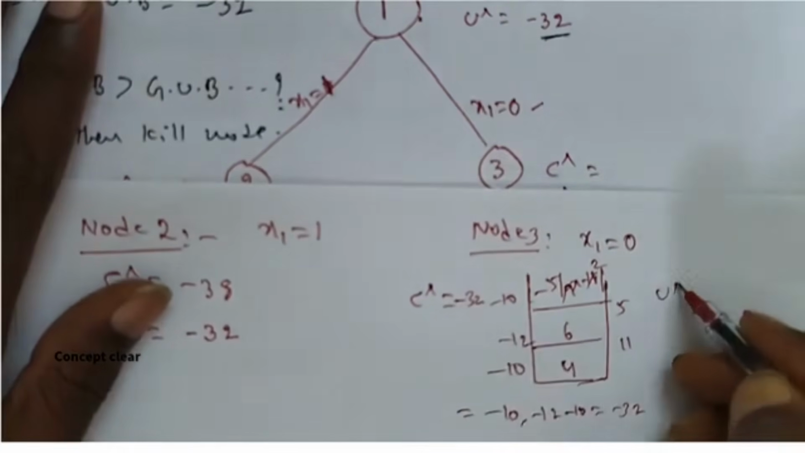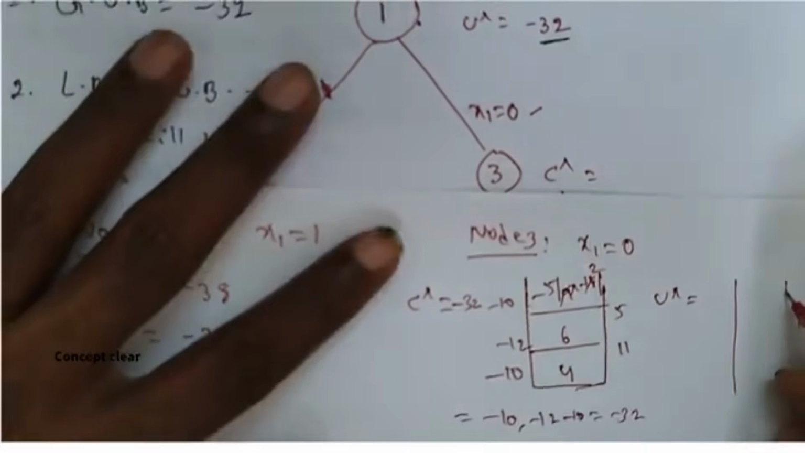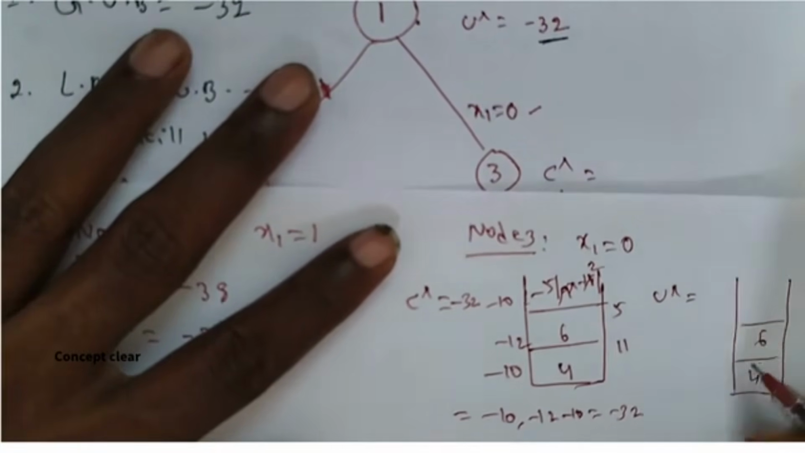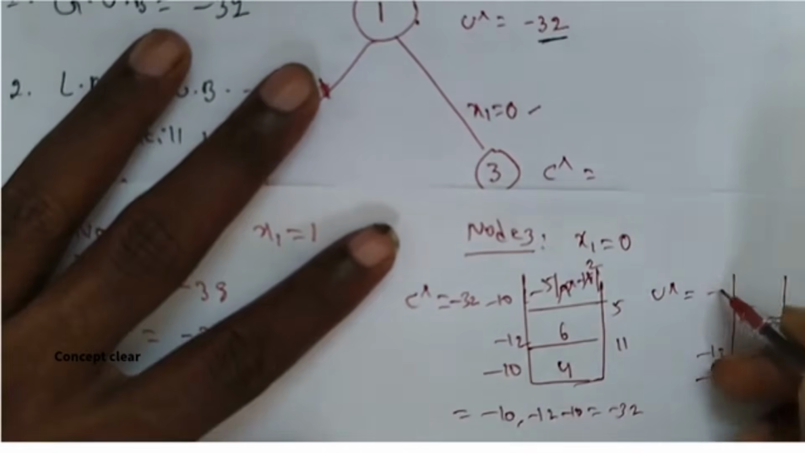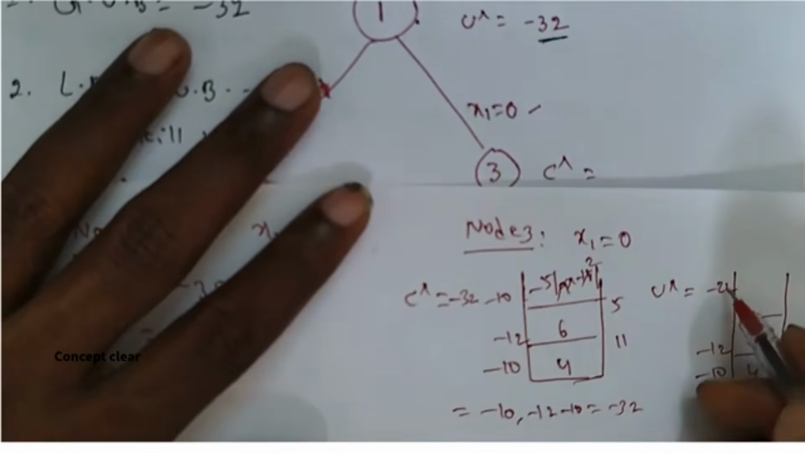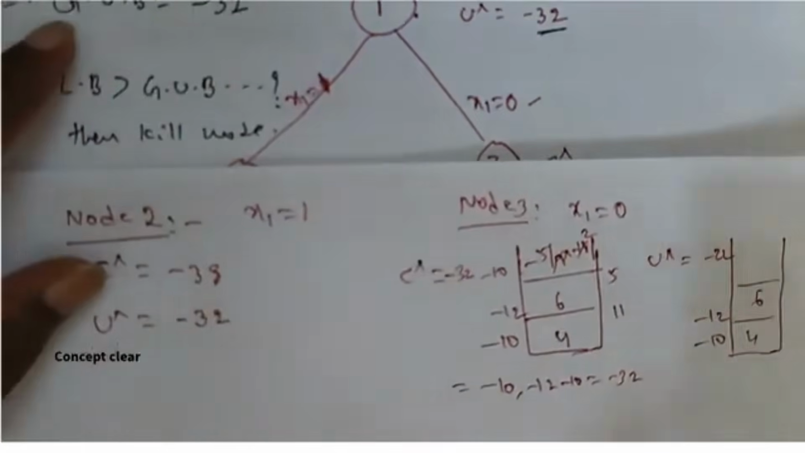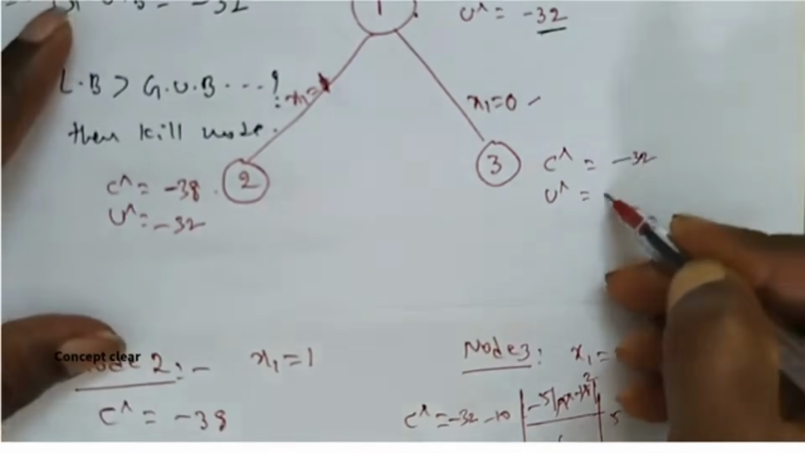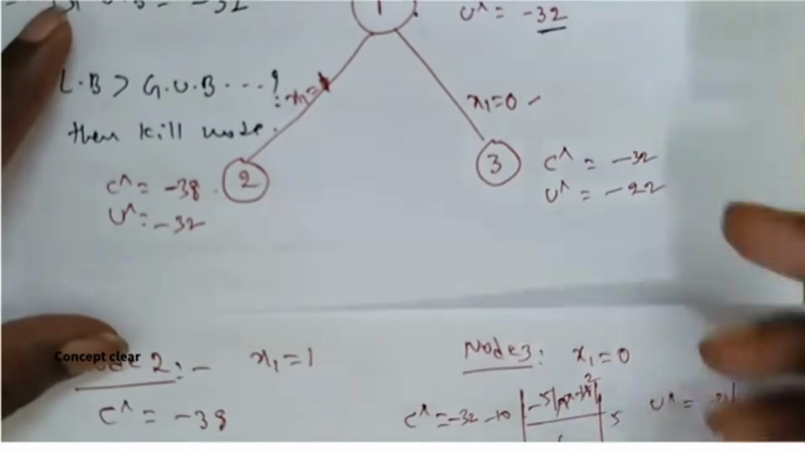And what about the upper bound value? That equals the same diagram I have to consider. Here the fractional values are not considered. So 4, 6, so 10, 12. That equals minus 22. So the upper bound value is minus 22. So update these values here. Here the lower bound least value is minus 32. The upper bound value is minus 22.